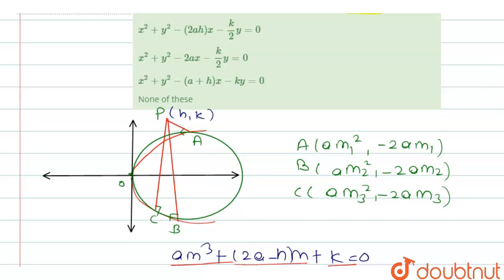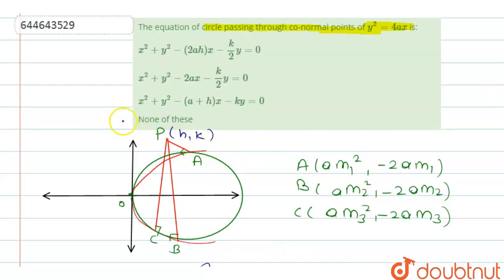By comparing with the options, we get the option x square plus y square minus h plus 2a, but there is nowhere h plus 2a here. So none of these is the correct option. I hope you understand the explanation.